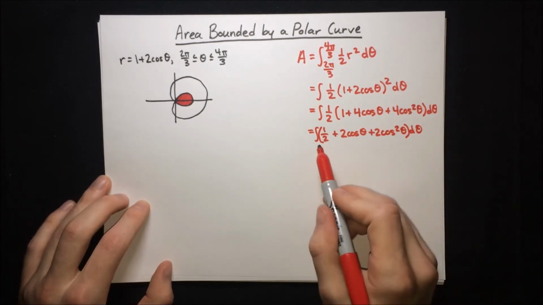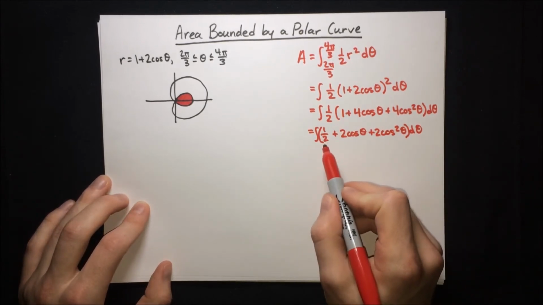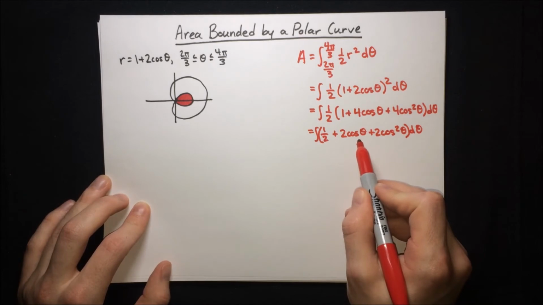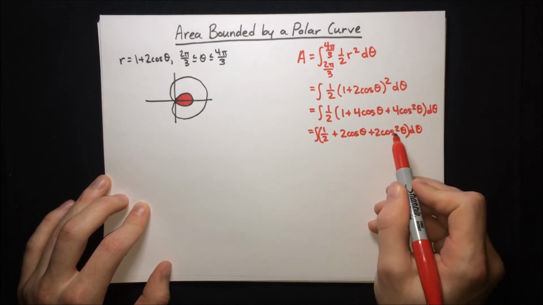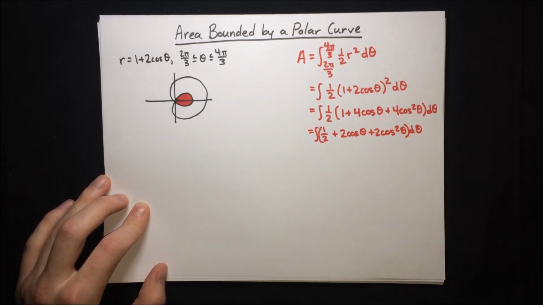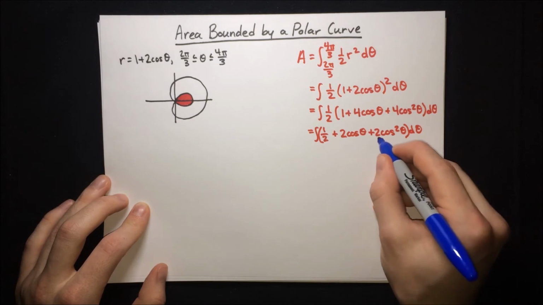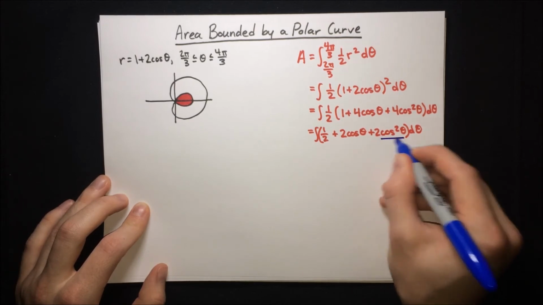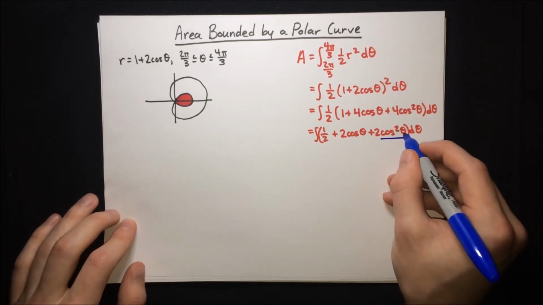Alright, so we want to evaluate this integral. A half is easy to integrate, 2 cos theta is easy to integrate, but this 2 cos squared theta term is not easy to integrate. Cos is easy to integrate, but cos squared is not. So we're going to have to do something like before. We're going to have to use a power reduction formula on cos squared theta.